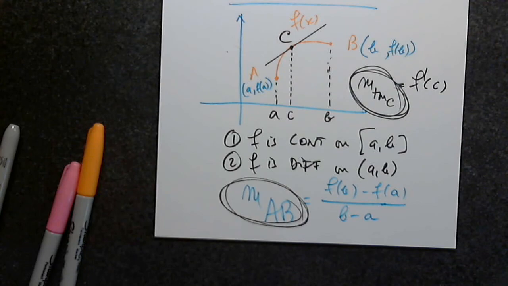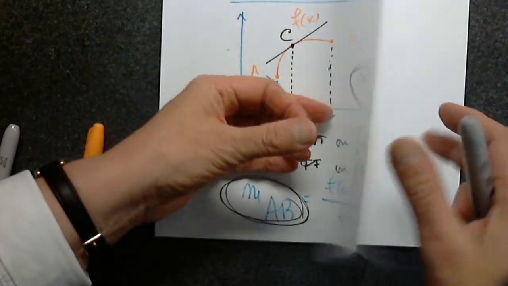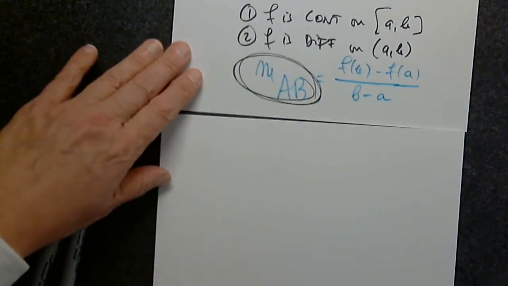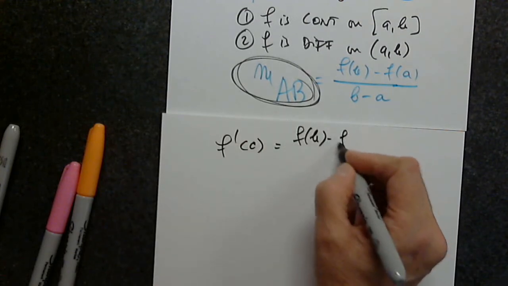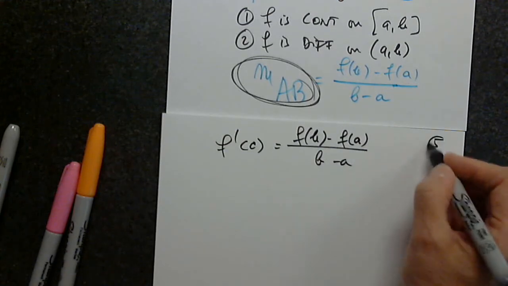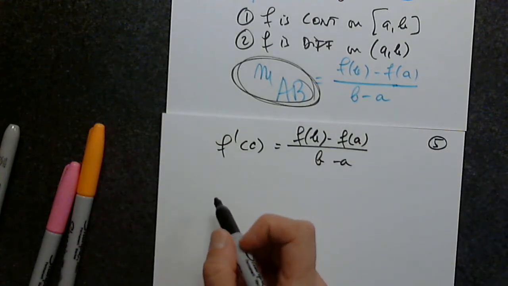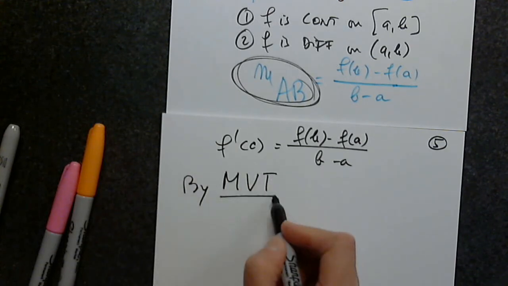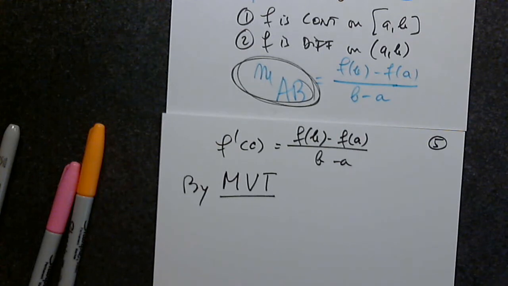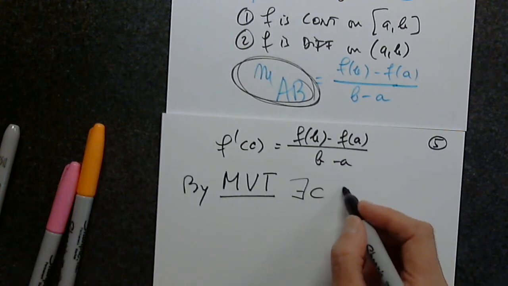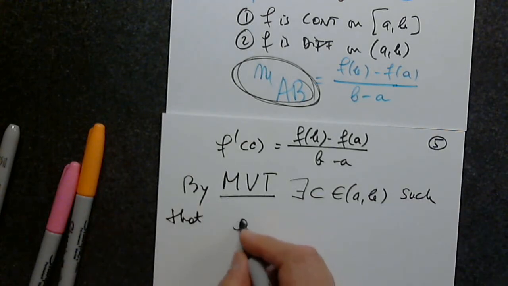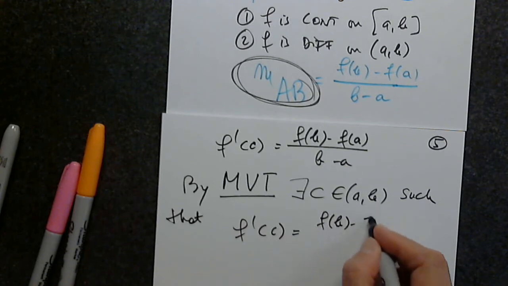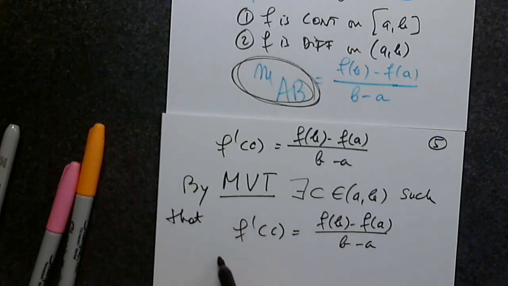Now, can anyone tell us the relationship between this and this? Because you saw what I did. Exactly. Because the two lines are parallel, so they have to be the same. So then F prime of C must equal F of B minus F of A over B minus A. So, by the mean value theorem, MVT, there exists at least a C in the open interval A comma B such that F prime of C equals F of B minus F of A over B minus A.